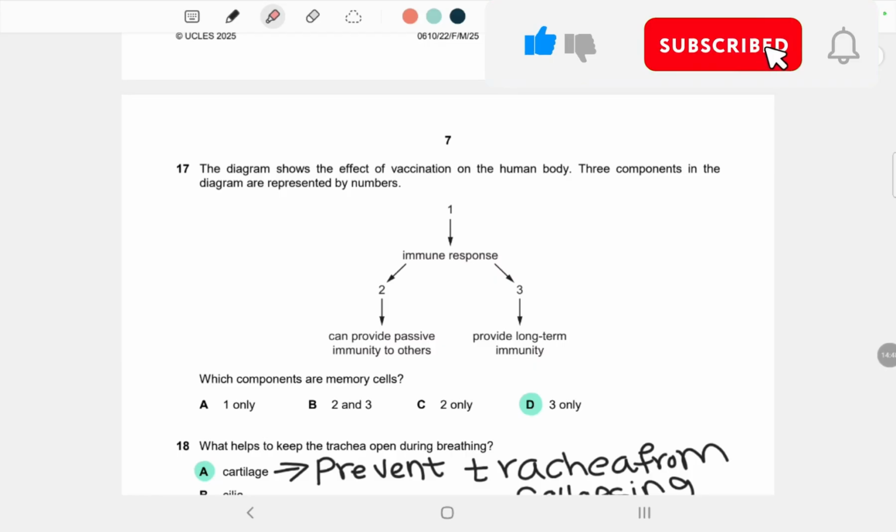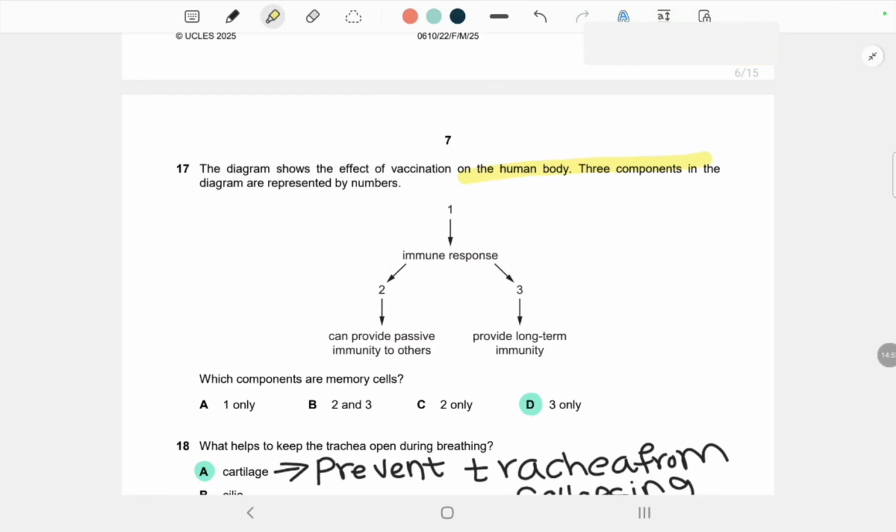Now question 17, the diagram shows the effect of variation on the human body. These components in the diagram are represented by numbers.